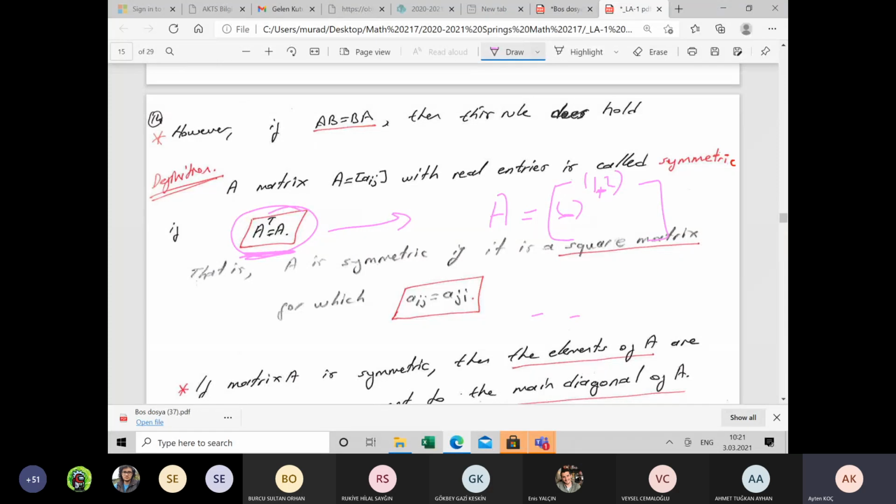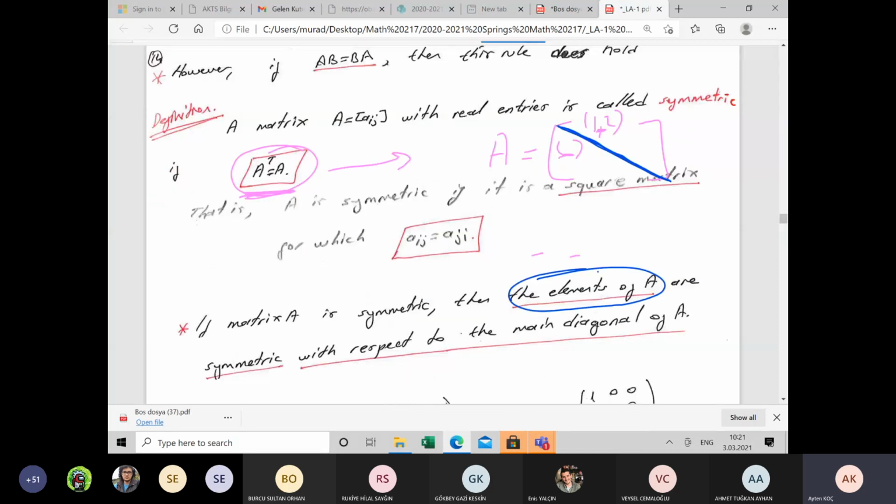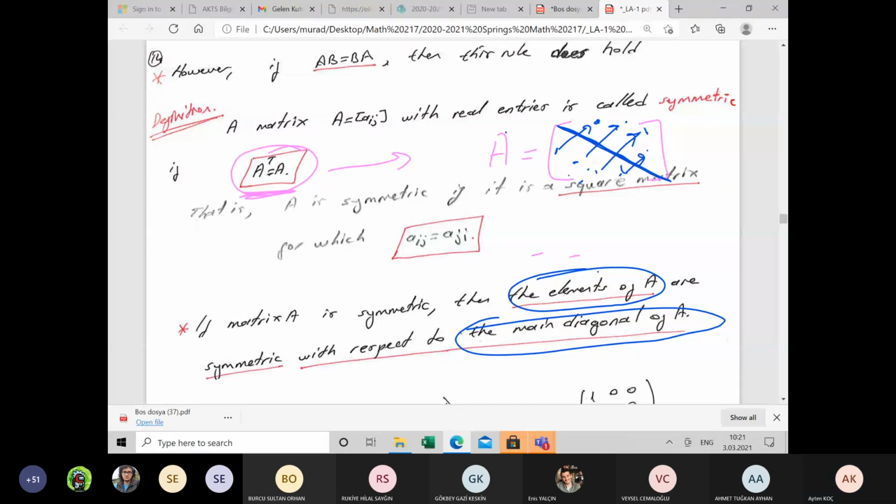The same should be. So if our matrix is a symmetric matrix, look at the main diagonal. The elements of A are symmetric with respect to the main diagonal. Look at this matrix. This one should be the same. This one should be the same. It's okay? Symmetric with respect to the main diagonal.